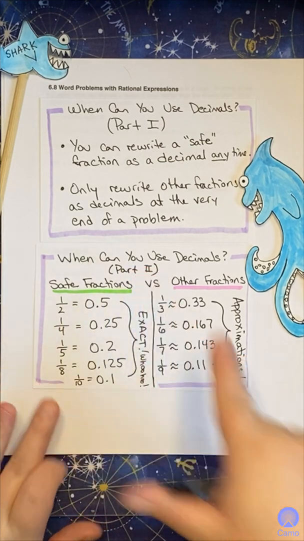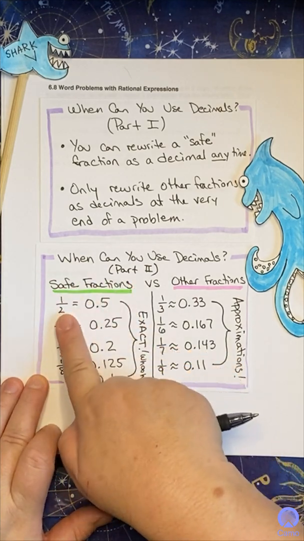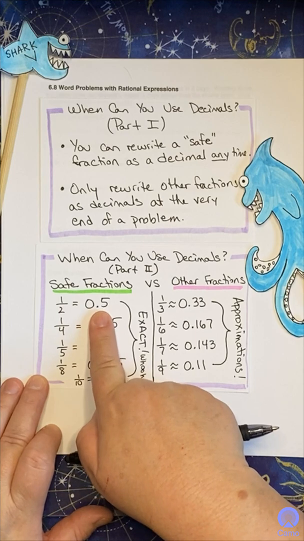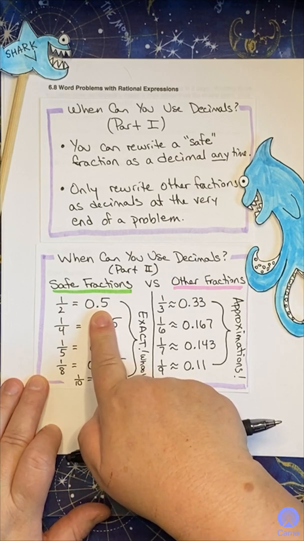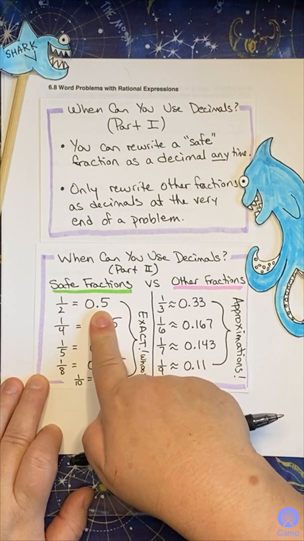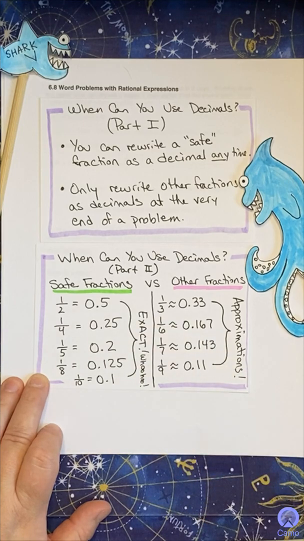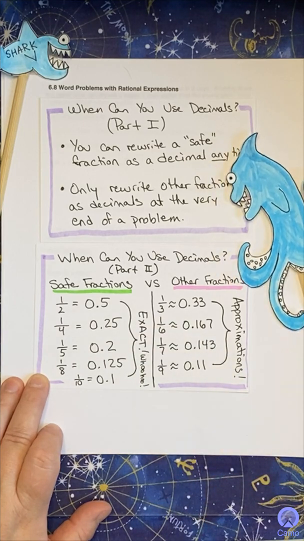So part two, what the heck is a safe fraction? Well, safe fractions are those fractions which, when you convert them to decimal, are terminating decimals. Now, I know terminating makes us all think of those movies and Arnold Schwarzenegger, and I really wish I had an Arnold puppet right now. You're just going to have to go with the Sharktopus instead.